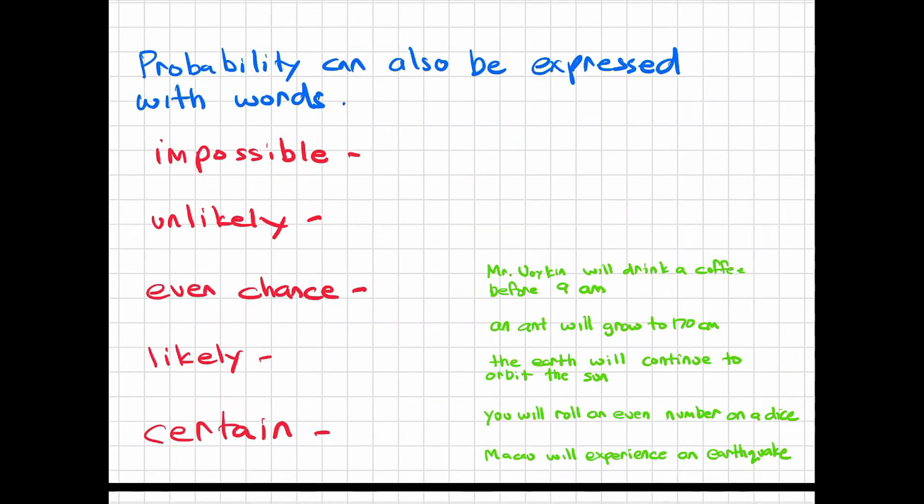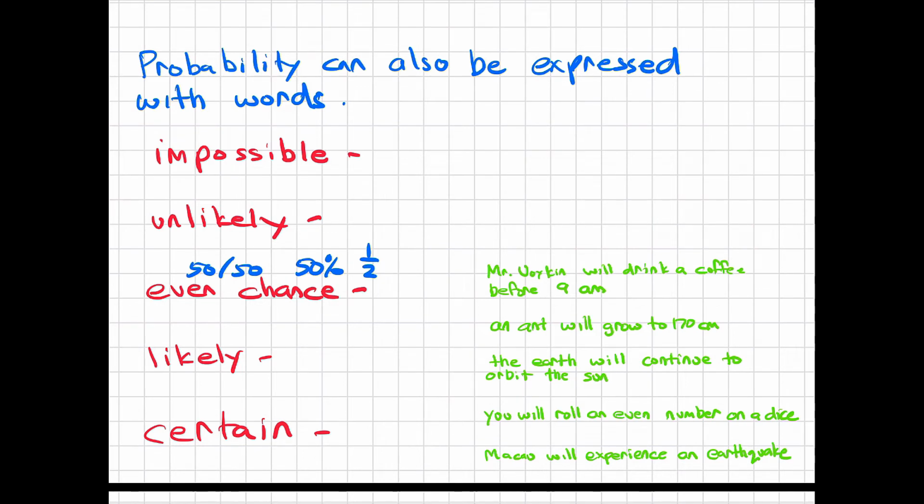Now, probability can also be expressed using words. Words such as these will be found in your textbook: impossible, unlikely, even chance, likely, and certain. I'm just going to explain even chance to you, because quite often you'll hear somebody saying there is a 50-50 chance. That means 50% of the time something will happen, and 50% of the time something else will happen. So this is a 50% chance, which is the same as 1/2 as a fraction.